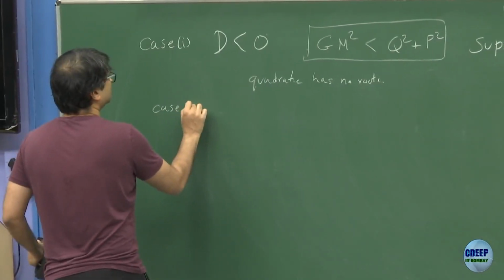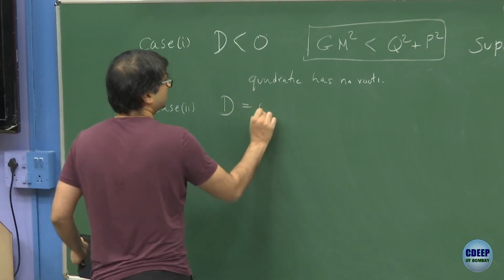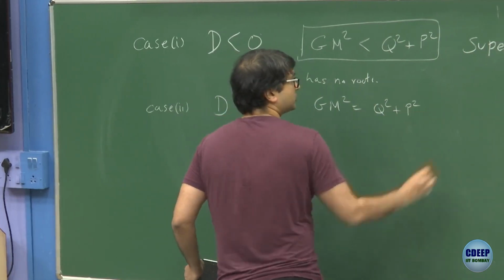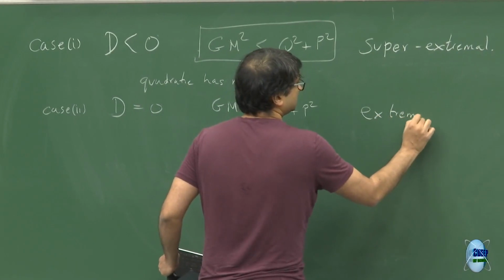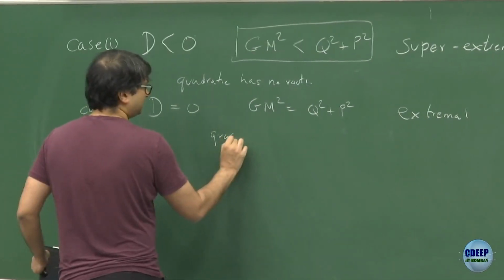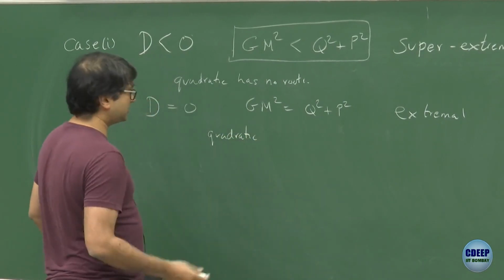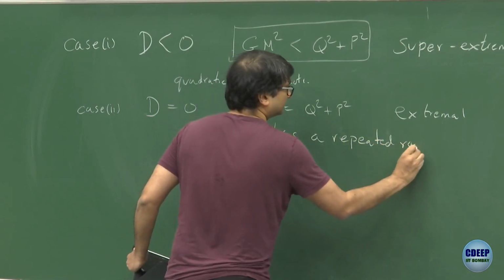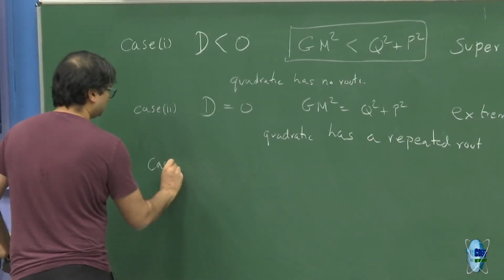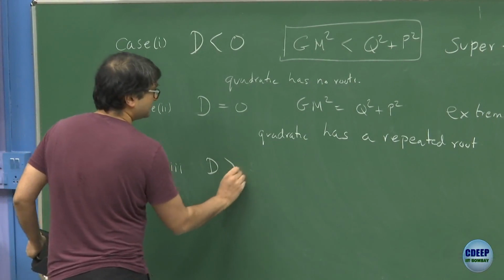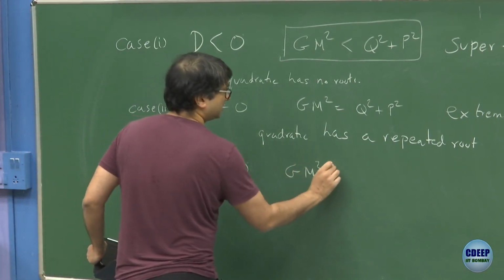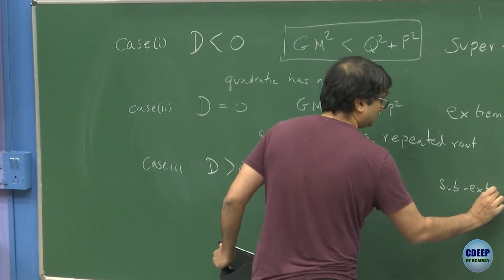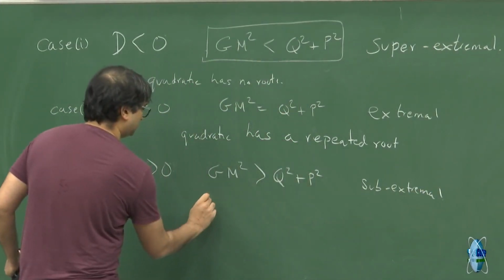Case 2 is where d is equal to 0 and gm square is equal to q square plus p square, which is called the extremal solution. In this case, the quadratic has a repeated root, because the discriminant is 0, both roots are the same. And case 3 is d greater than 0, which corresponds to gm square greater than q square plus p square. This is called sub-extremal. And there are two distinct roots.